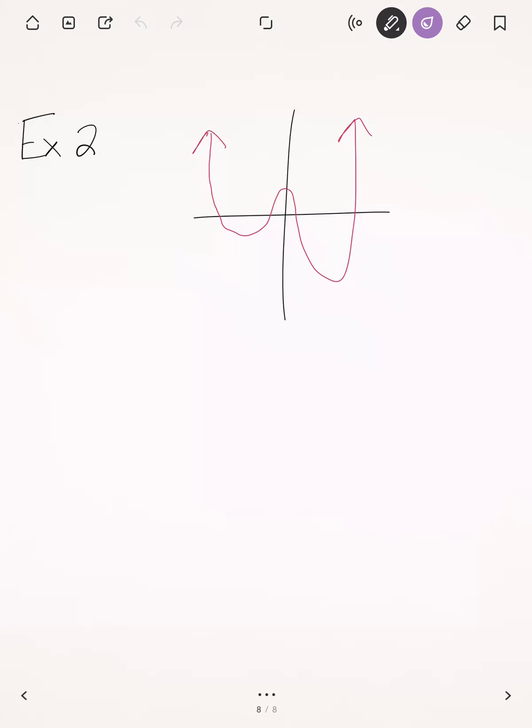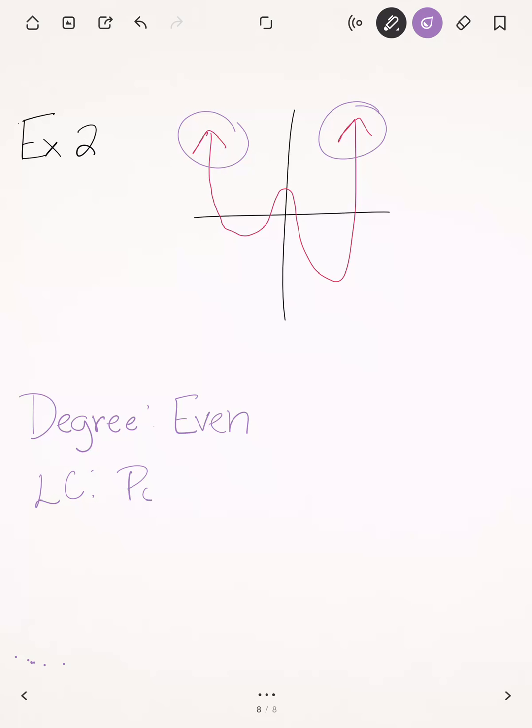Okay, let's look. This is my last example. Example 2, again, I want to know if it's even or odd, and then positive or negative leading coefficient. So my degree. Well, if I notice in this picture, they're both going up. They're going in the same direction. It is an even degree. Now, my leading coefficient. If they both go up, it's positive.